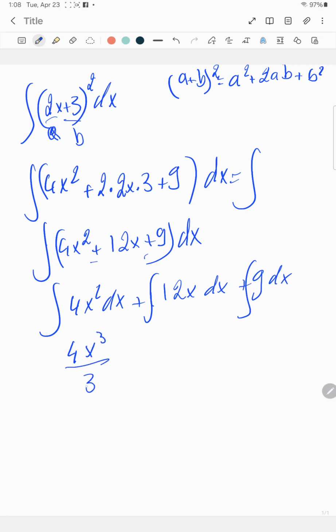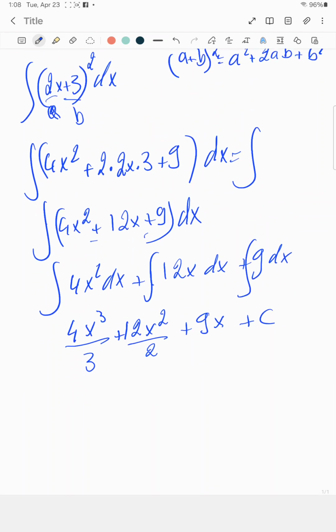So this is 4x cubed divided by 3, and this becomes 12x squared divided by 2, plus 9x plus c. And that's it. That's an easy one. We don't need to change the variable inside.